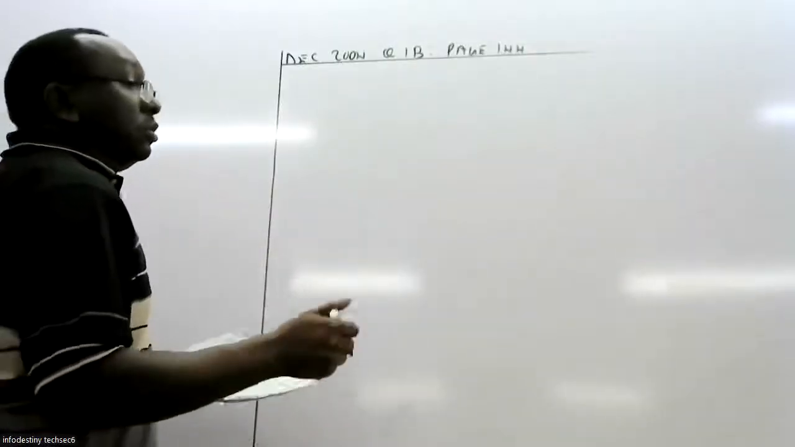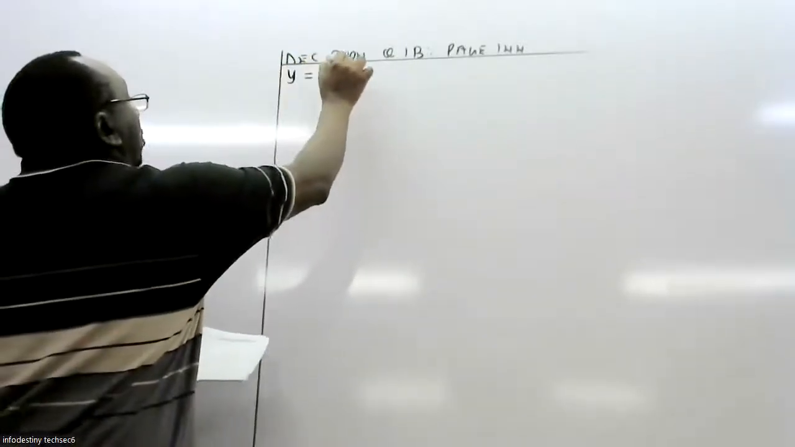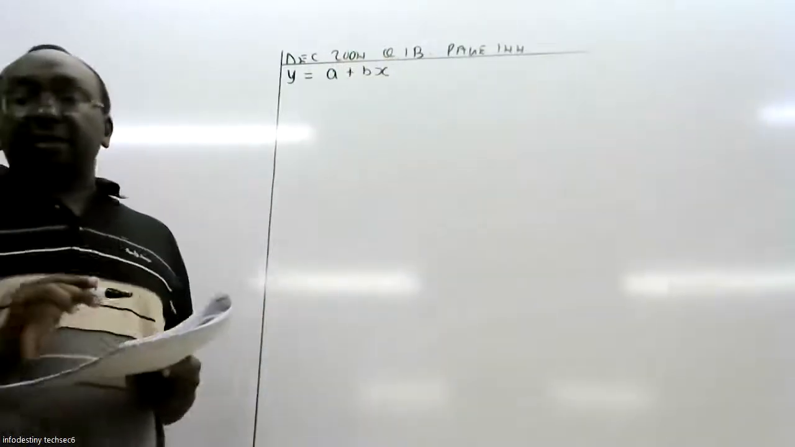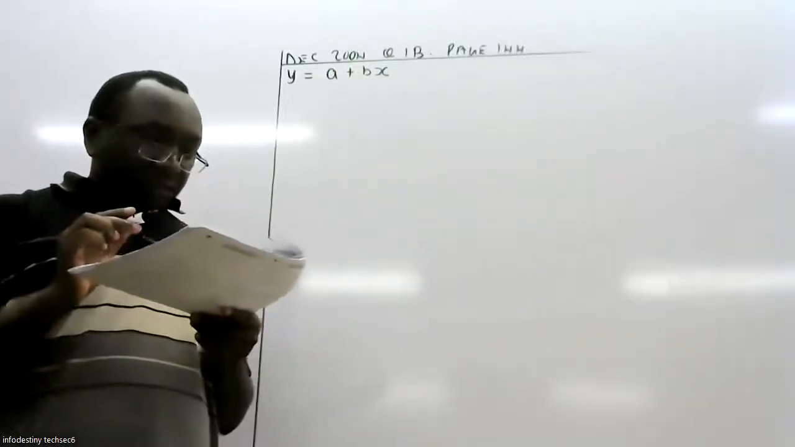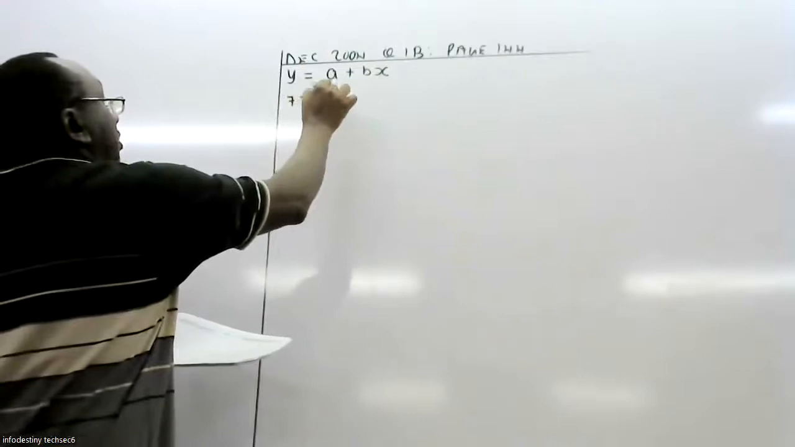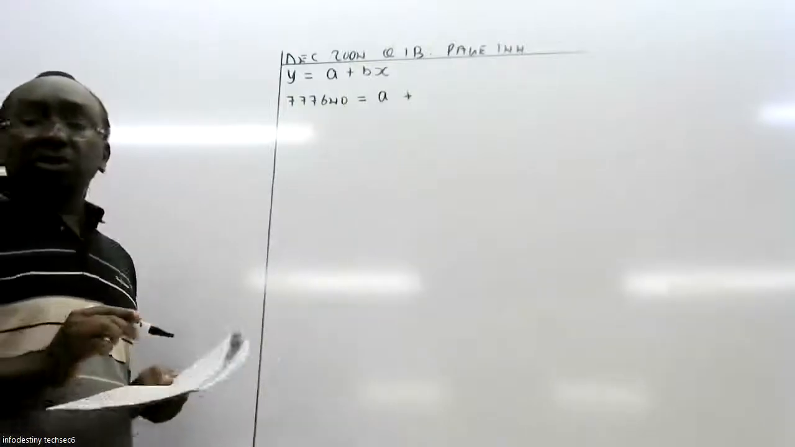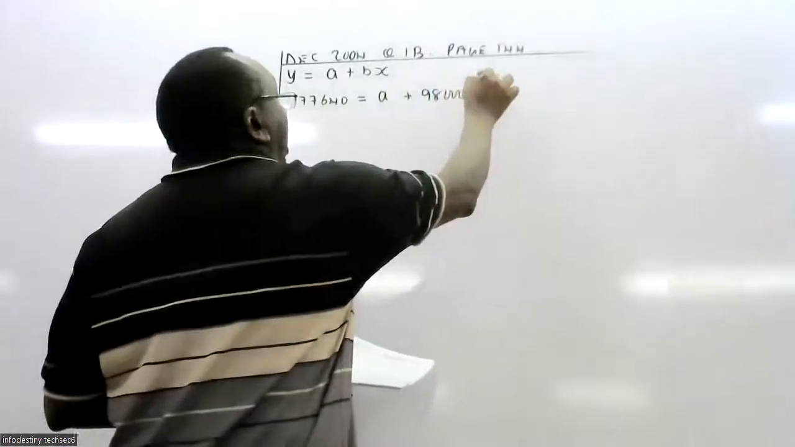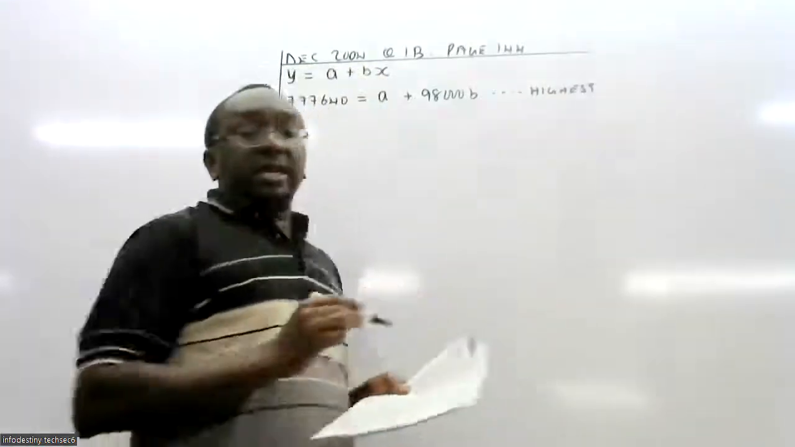So you start by writing the equation Y equals A plus BX. For the highest, it is 98,000, and the cost of the 98,000 is 777,640. Now this is equal to A plus B, which we do not know, but X we know, so it is 98,000B. That is the highest.